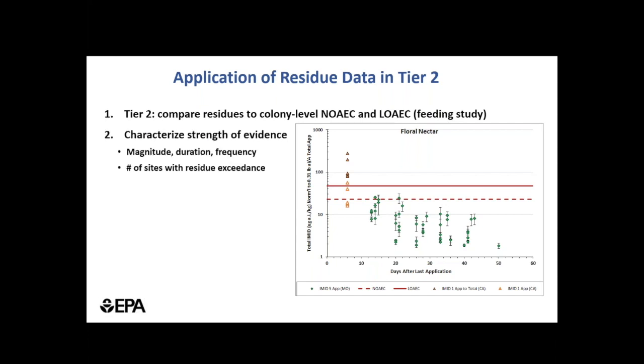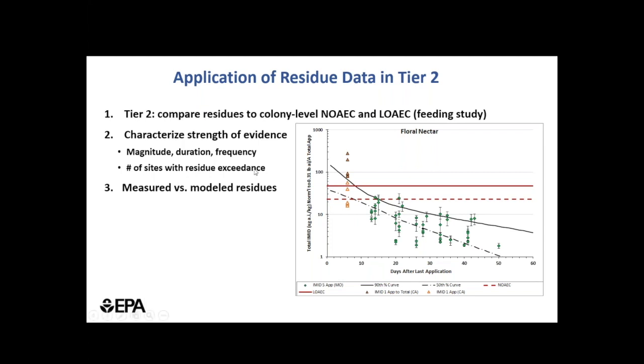And we can characterize the strength of evidence in this risk, both from a temporal and a spatial perspective. So temporally, much like with Tier 1, we can look at the magnitude, the duration, and the frequency by which these colony level endpoints are exceeded. And from a spatial perspective, we can look at the number of sites where we see exceedances. So is this occurring just at one site, or is it occurring at all of the sites for which we have data?